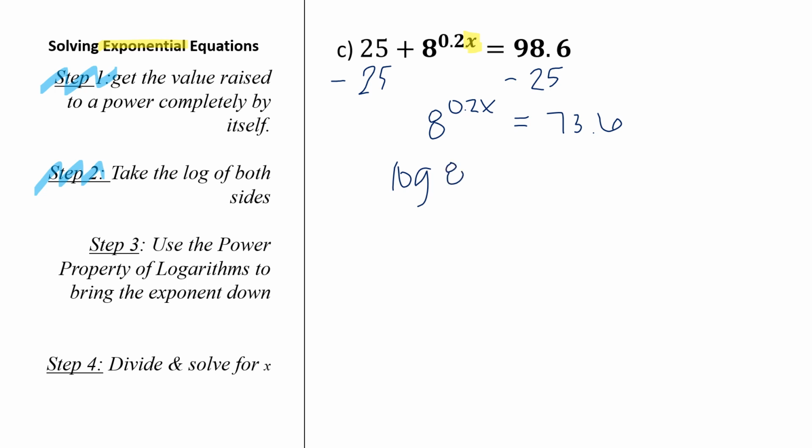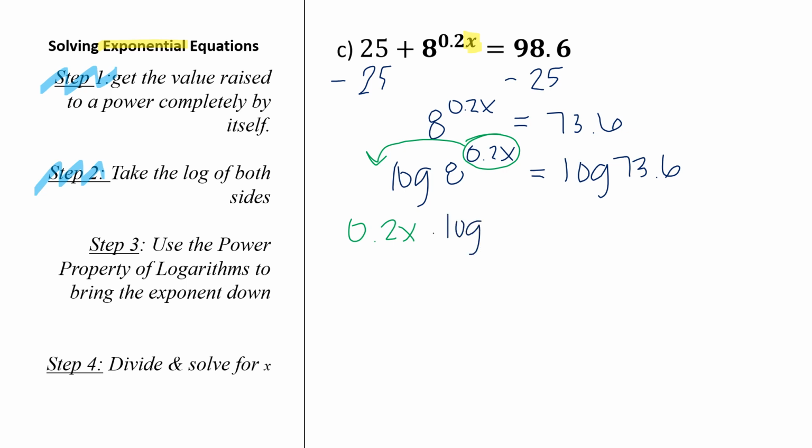All right, you can take the log of both sides. All right, let's bring that exponent down. And times log base 8 equals log 3.6. So I just did step 3 there to bring the exponent down. And now we'll divide and solve for x.